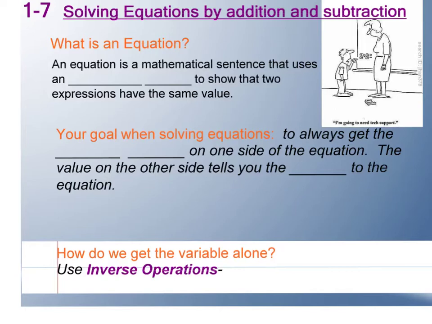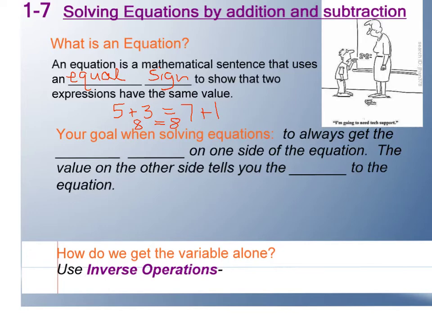The definition is an equation is a mathematical sentence that uses an equal sign, so in your blank write equal sign, to show that two expressions have the same value. So an example, and we're not going to see variables yet: if I had 5 plus 3 is equal to the same thing as 7 plus 1. Because 5 plus 3 we know is 8 and 7 plus 1 is also 8. So it's showing that two expressions have the same value.